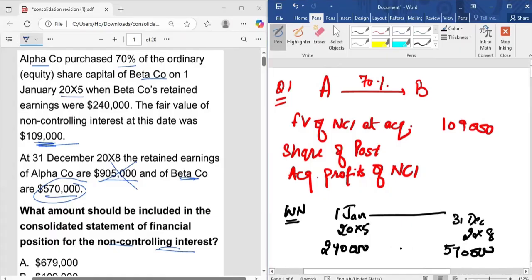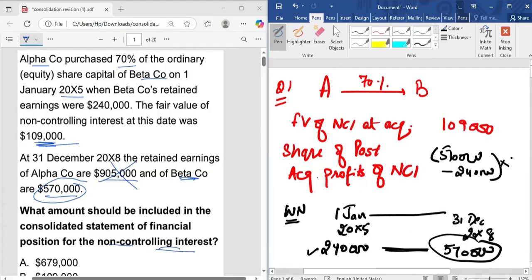Now, at 31 December, the retained earnings are 5,70,000. We have to see the movement. Okay, when we acquired it, the retained earnings were 2,40,000, and for these 4 years we must have added profits in the retained earnings, and then we have arrived at the figure of 5,70,000. So we will take the movement. Okay, that is, we will write 5,70,000 minus 2,40,000, and we'll multiply it by 30% because that is the share of NCI. A owns 70% of B, so remaining would be 30%. So I'll multiply it here by 30%.